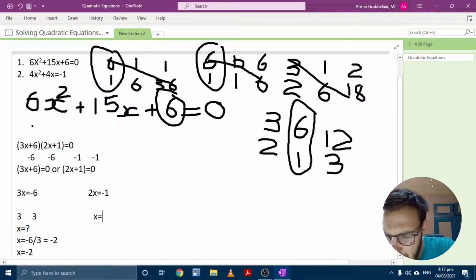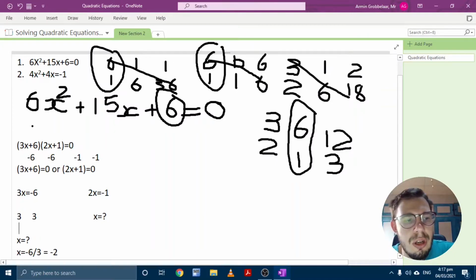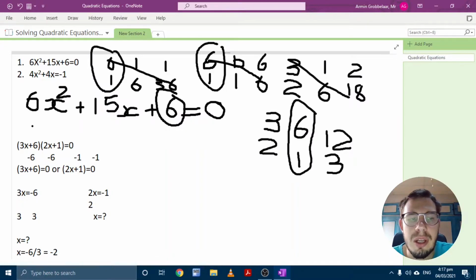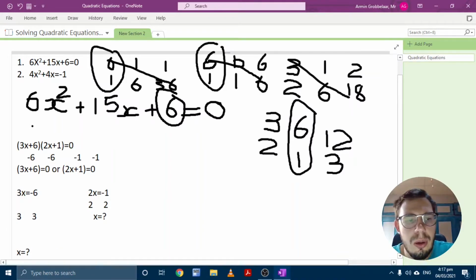So it's x equal to some number. Now what I do to get rid of that 2 is I divide by 2 on the left hand side. But because I divided by 2 on the left, I also have to divide by 2 on the right. So now what I'm left with is 2x divided by 2, which is just x, equal to minus 1 divided by 2, which is minus a half.